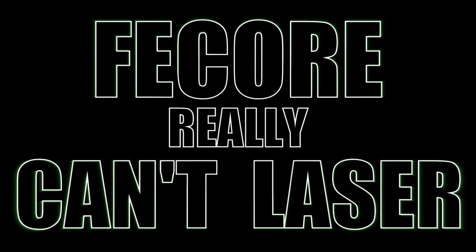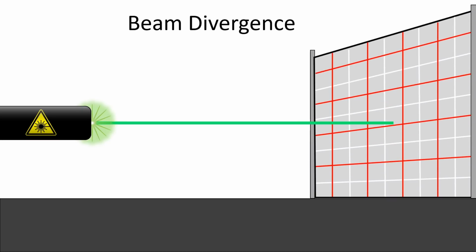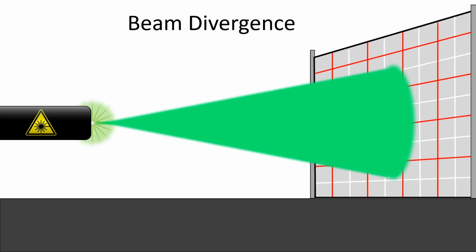So let's talk about the unsupported claims, missing evidence, and terrible methodology that FECore did or claimed to do. First, here are a few definitions. Beam divergence. Beam divergence is an angular measure of the increase in a beam width over distance from the optical aperture from which the beam emerges. This measurement is typically in milliradians, or mrad, or degrees.